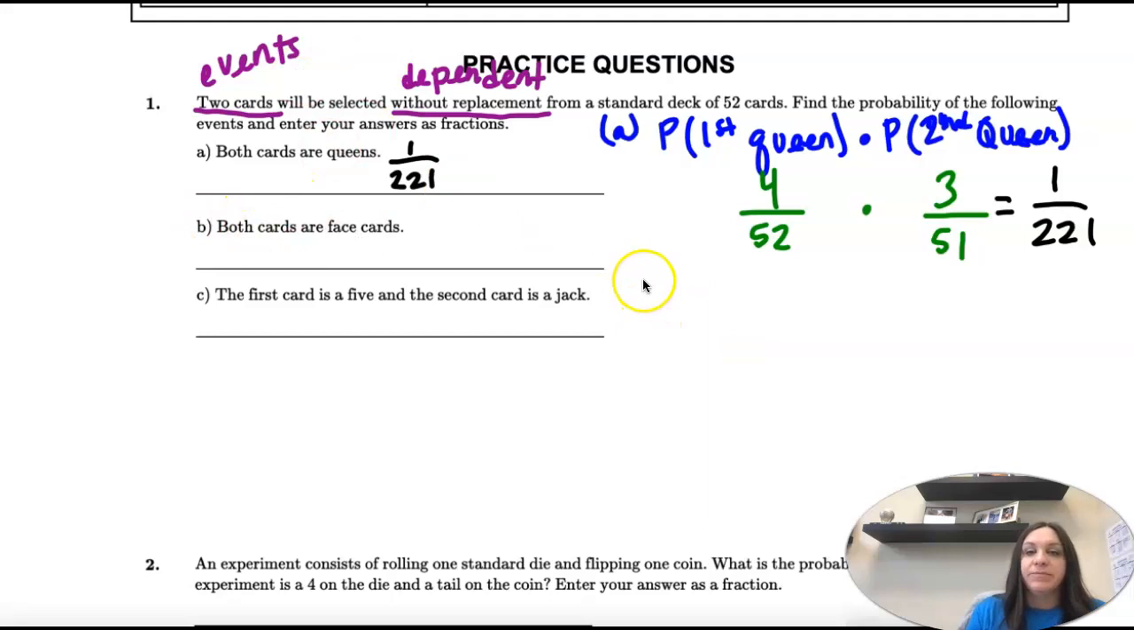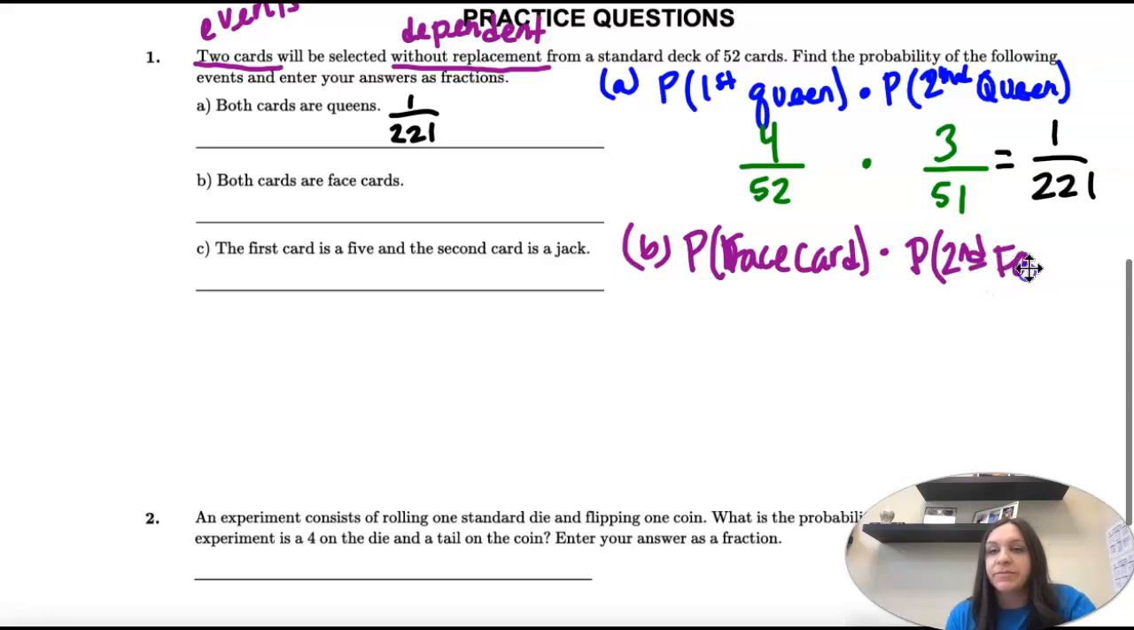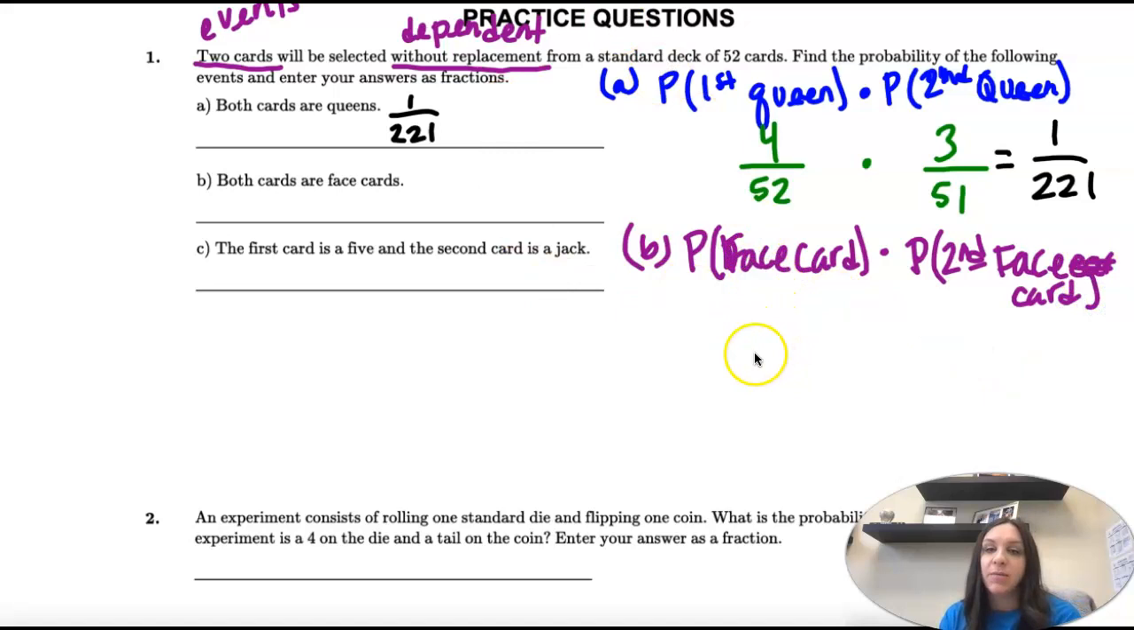Okay, let's do B. So now we're looking at both cards are face cards. So we're going to take the probability of drawing a face card times the probability of drawing a second face card. Okay, so how many cards are in the deck? 52. And how many face cards are there? 4 jacks, 4 queens, 4 kings. There's 12.